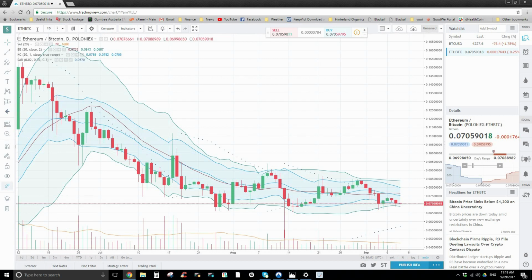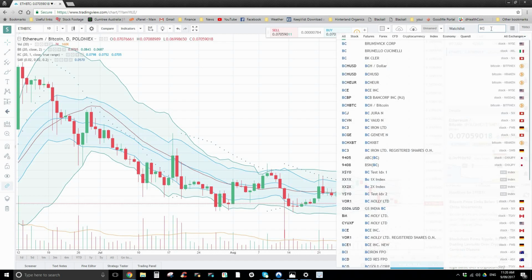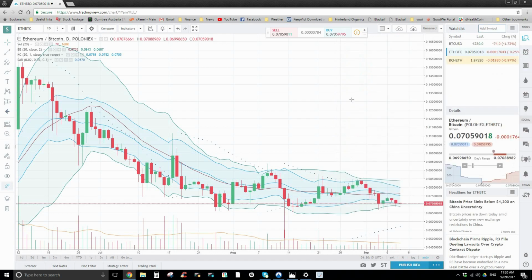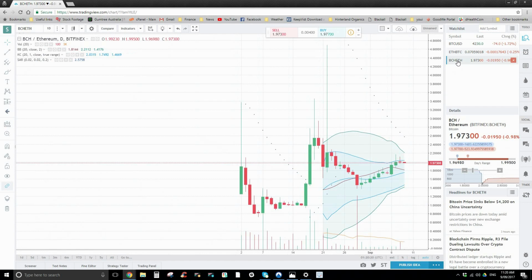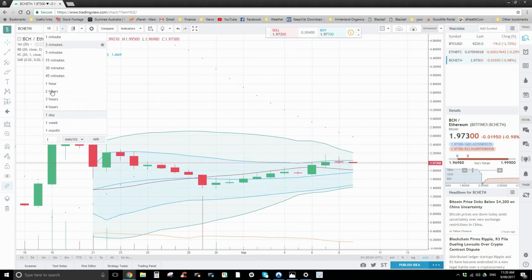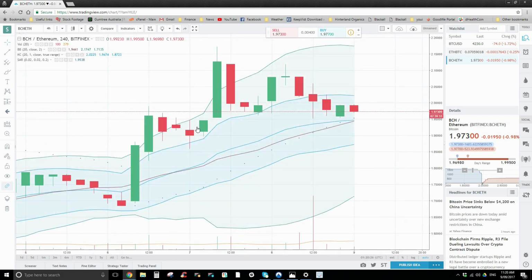Just for the exercise, we'll go through it. Let's add another symbol here. I like to look at Bitcoin Cash. Let's see, BCH versus ETH. That's an interesting one that I like to look at. So now I've got that here on my list. I can click on that, and that shows some interesting things. That's over a day. I'll go back into 4 hours, which is my favorite one.